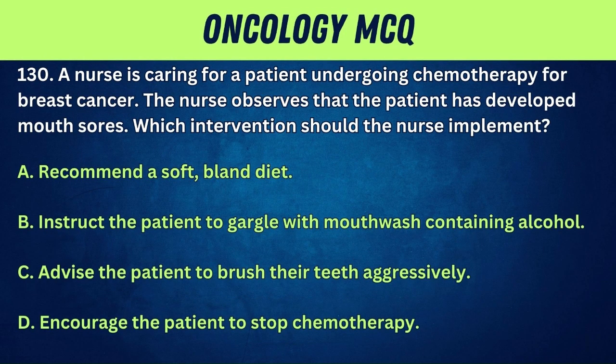130. A nurse is caring for a patient undergoing chemotherapy for breast cancer. The nurse observes that the patient has developed mouth sores. Which intervention should the nurse implement? A. Recommend a soft, bland diet. B. Instruct the patient to gargle with mouthwash containing alcohol. C. Advise the patient to brush their teeth aggressively. D. Encourage the patient to stop chemotherapy.